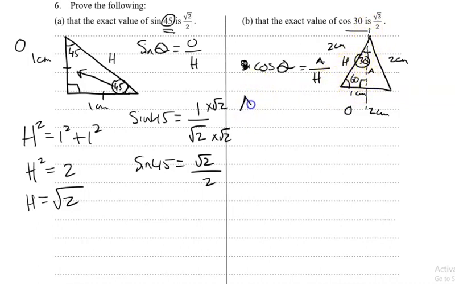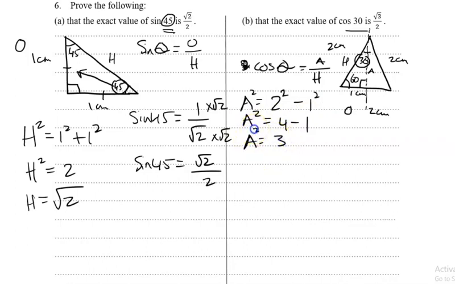So adjacent, so this is a hypotenuse, so you're going to do hypotenuse squared minus the smaller side squared. So adjacent squared is going to equal 4 minus 1.